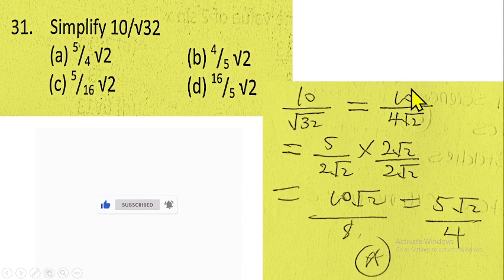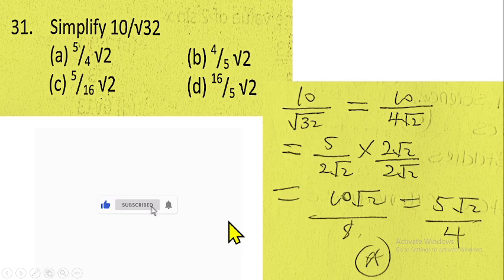So what do you do? Rationalize this surd, by using this denominator to multiply up and down. 5 times this will give us 10 root 2. 2 times 2 gives us 4. So 2 times root 2 times root 2 will give us 2 times 2, then 2 times 4 will give us 8. So from there, 2 can go here, 2 can go here, that will give us 5 root 2 over 4. And option A is the correct option.